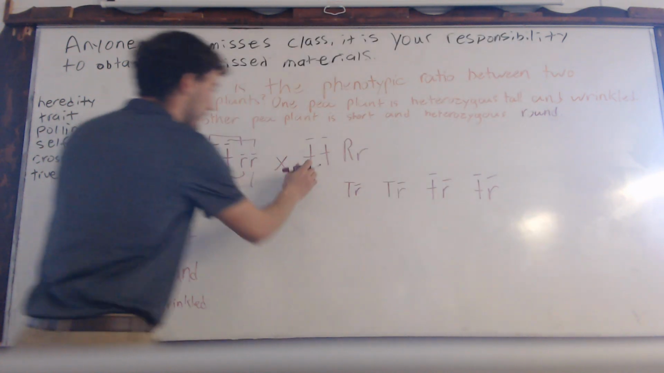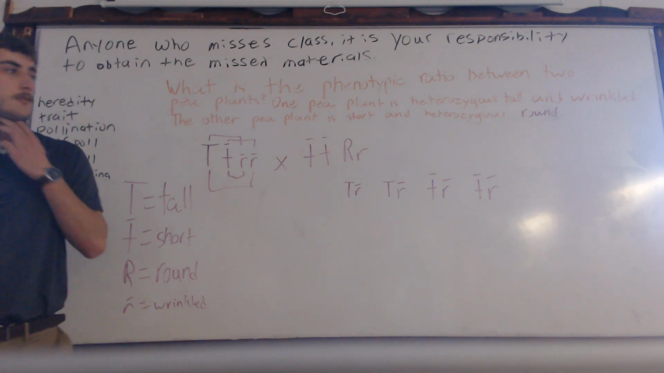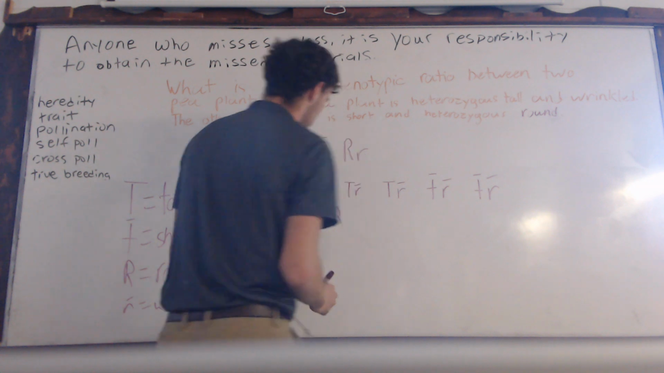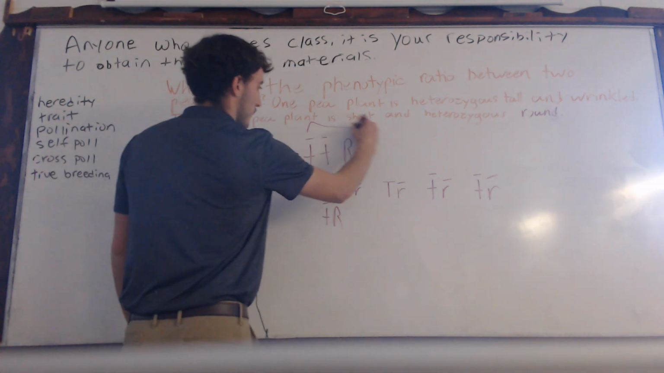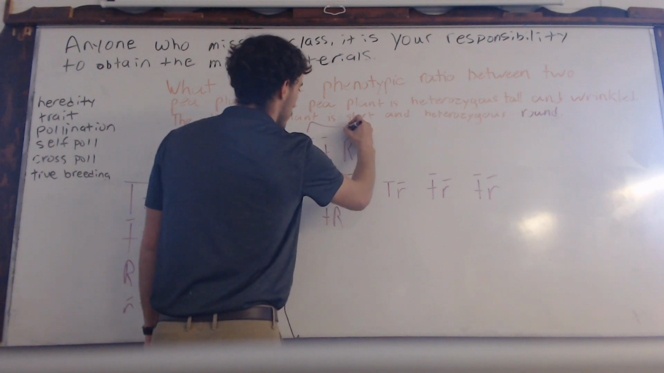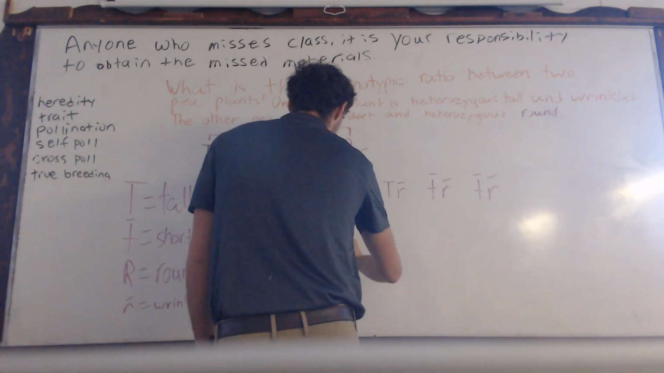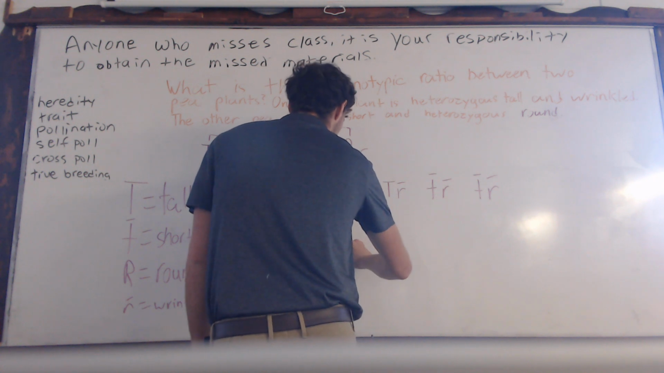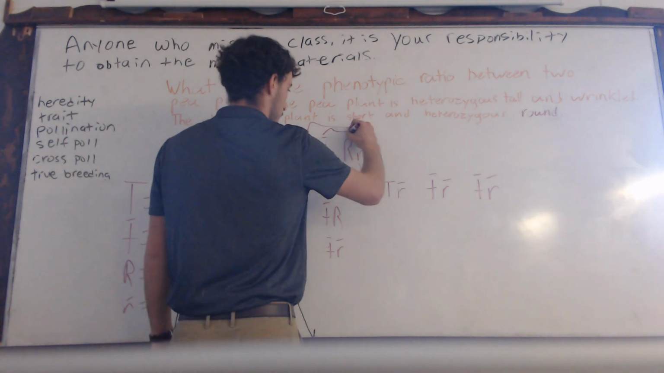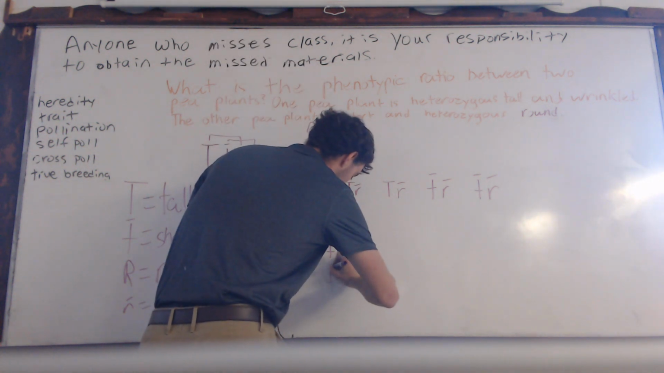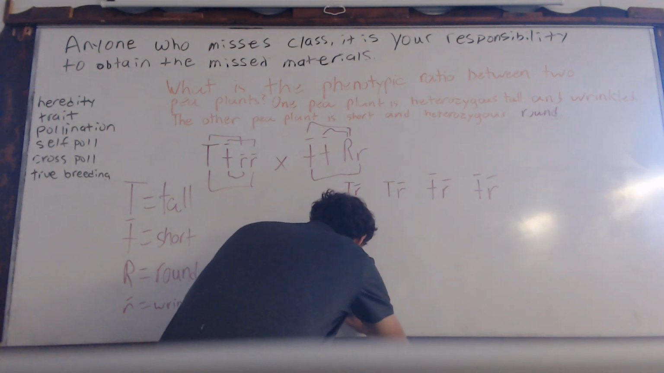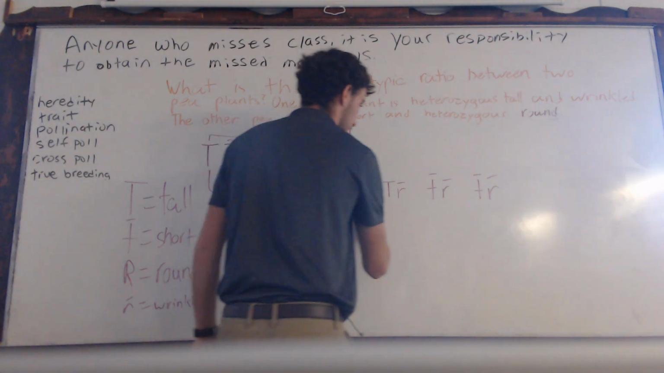Okay, how about for the second parent? Little t, big r. Okay, little t, little r. And then little t, big r. Little t, big R. And little t, little r. Okay, perfect.